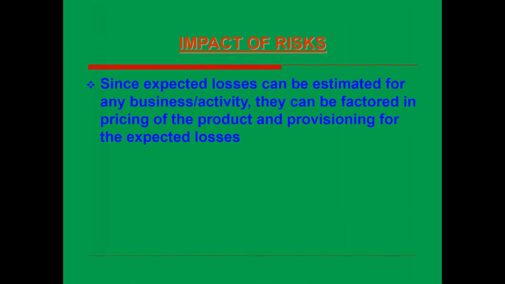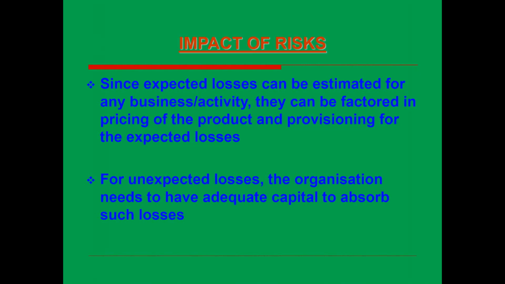Impact of risk. Since expected losses can be estimated for any business activity, they can be factored in pricing of the product and provisioning for the expected loss. So we make provisioning for any unexpected loss also every year, every quarter. For unexpected losses, the organization needs to have adequate capital to absorb such losses.